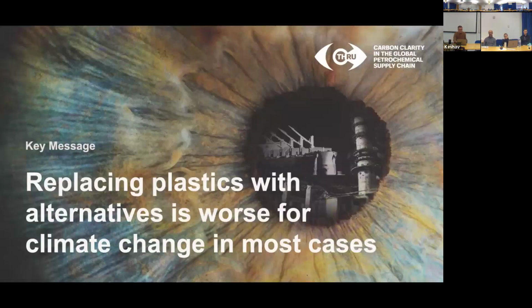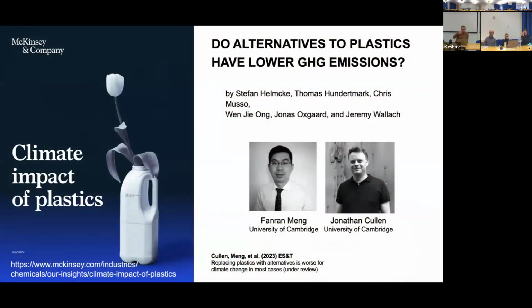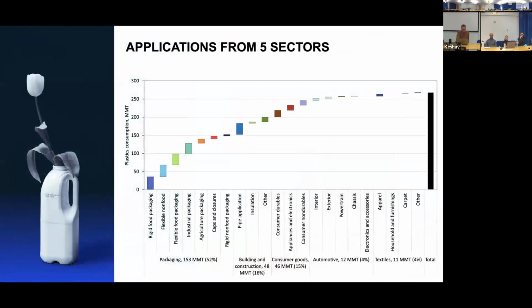Replacing plastics with alternatives is worse for climate change in most cases. This is some work we did with McKinsey, and we've also published a paper now on that in ES&T that's just come out, about whether alternatives to plastics have lower emissions. And what we did is we took across plastic consumption, this is a cumulative graph of plastic consumption, different types: packaging, building, consumer, automotive, textiles. We took representative products from across this, representing 90% of plastic consumption, and did life cycle assessments on them.